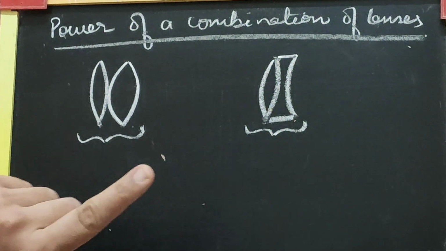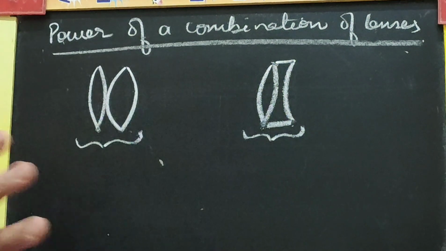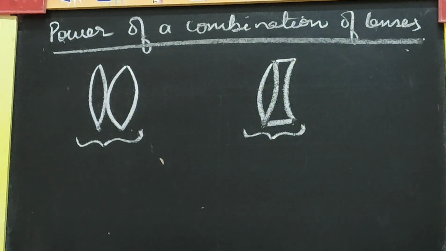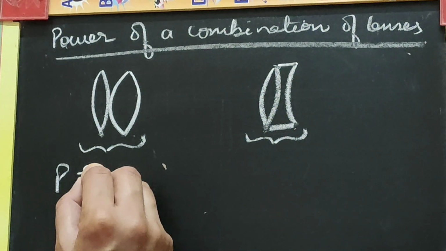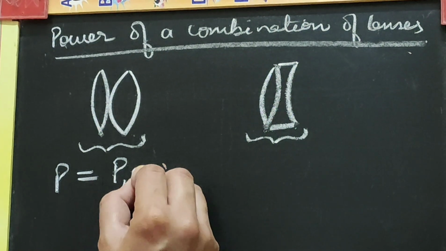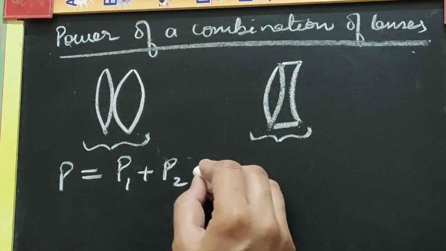Now remember, in such calculations we are assuming that there is no gap in between the two lenses. They are placed in contact with each other. There is no distance between the two lenses. So in such cases, power of the combination is calculated as the algebraic sum of the individual powers.